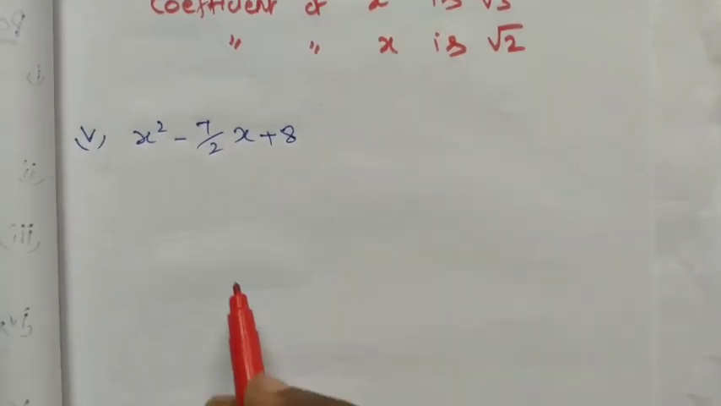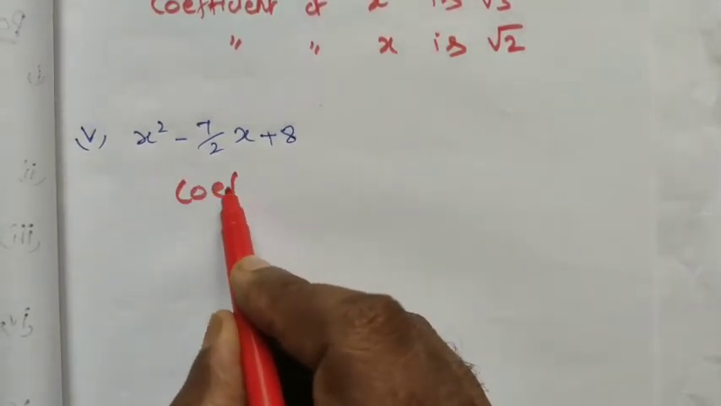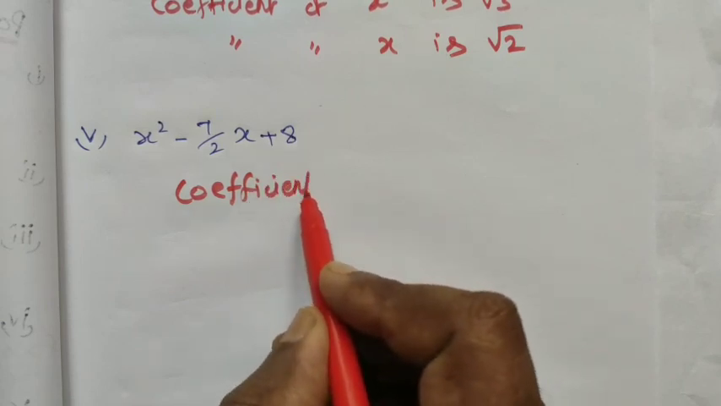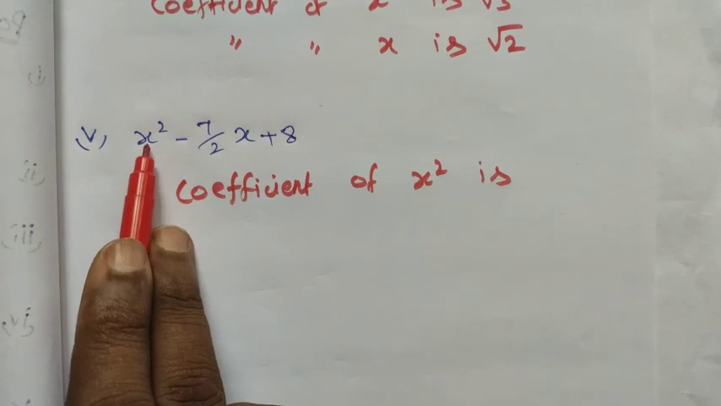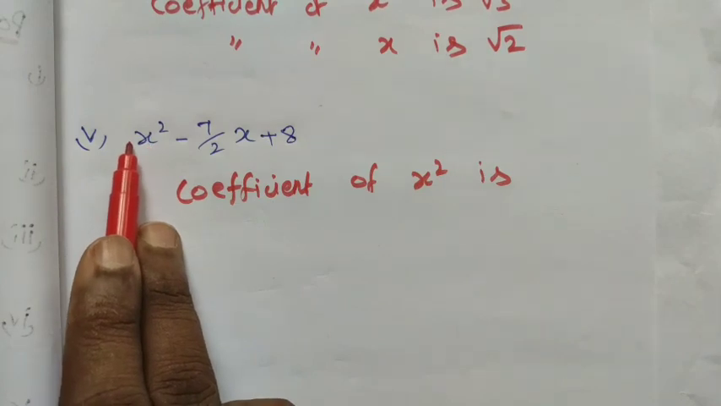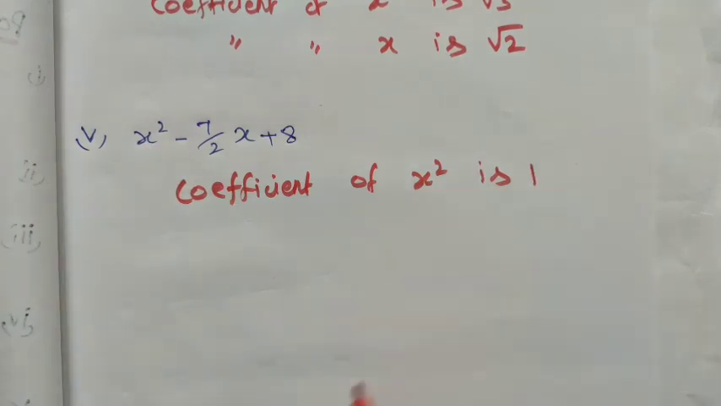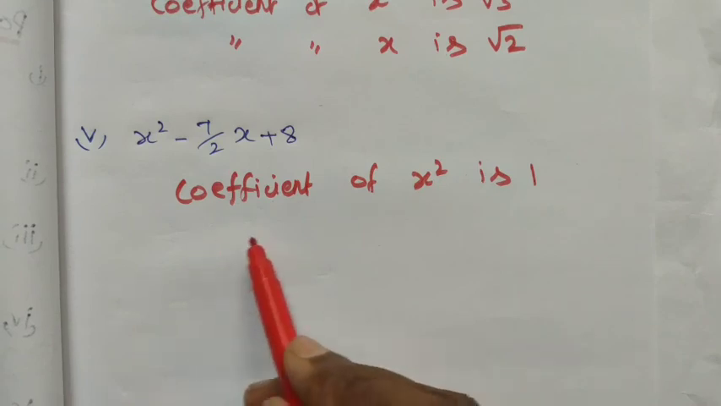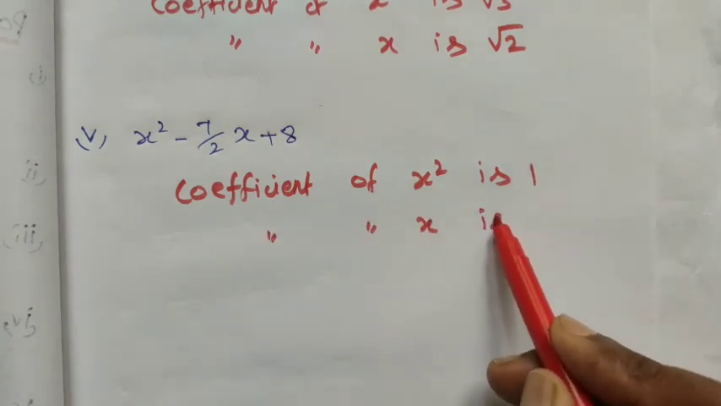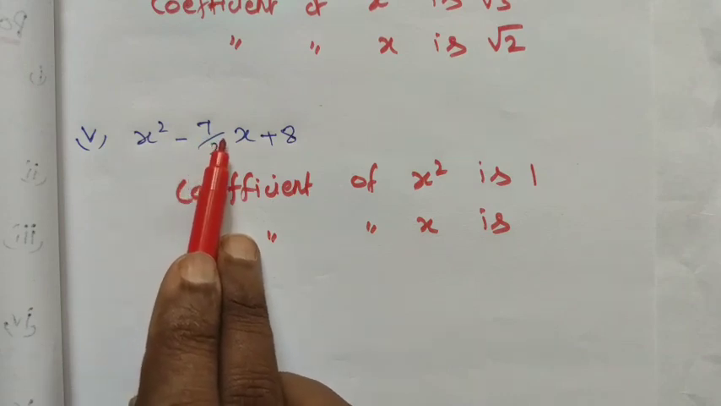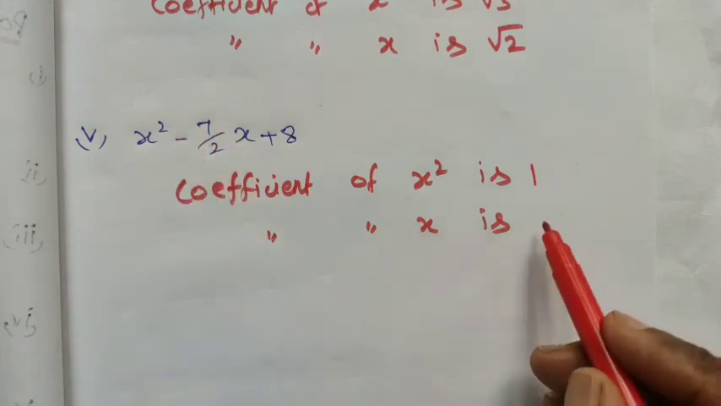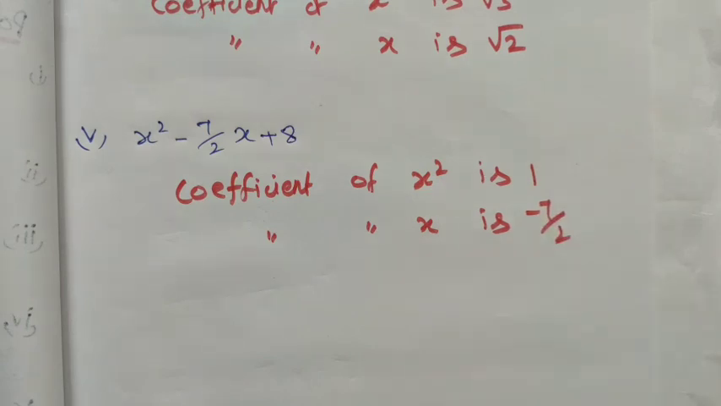And then fifth Roman number, coefficient of x square is, see here x square, what does the coefficient of x square mean? That is 1. 1 is the coefficient of x square, so 1. The coefficient of x is multiplied with minus 7 by 2. The coefficient of x is minus 7 by 2, that is the answer.